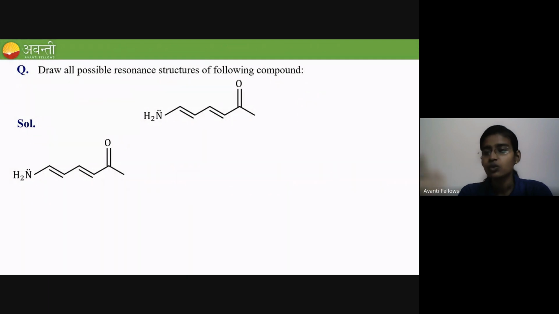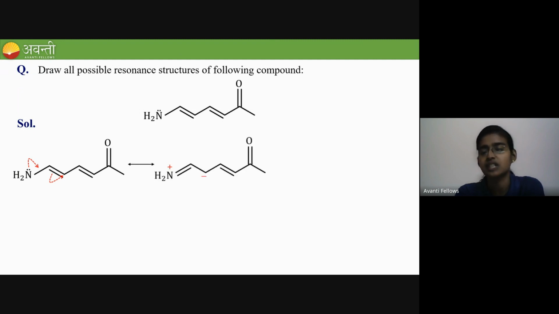Now the electron will move from the higher electron density region to the lower electron density region. So who is the higher electron density region here? The nitrogen, which is having the lone pair. That electron moves towards the adjacent bond, and the double bond pi electron moves towards this carbon. Because of this, we are getting one structure.